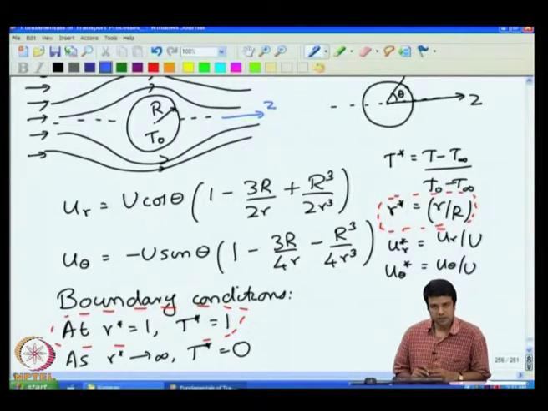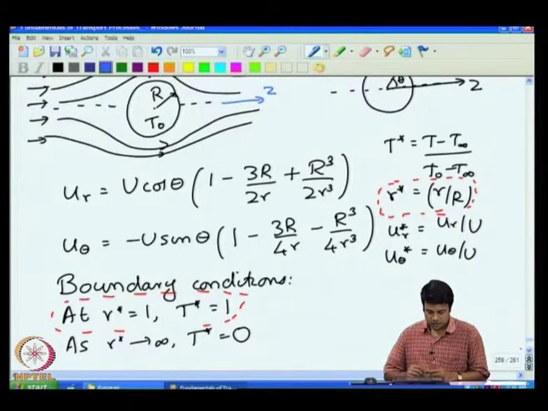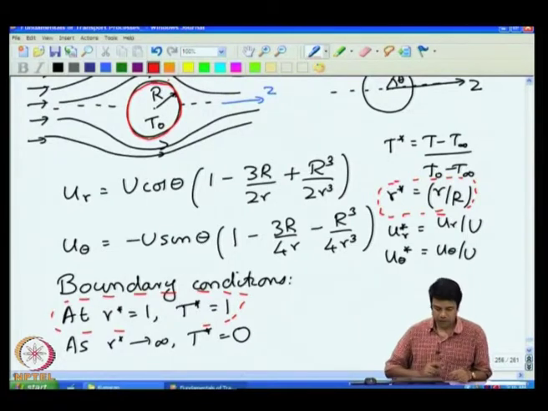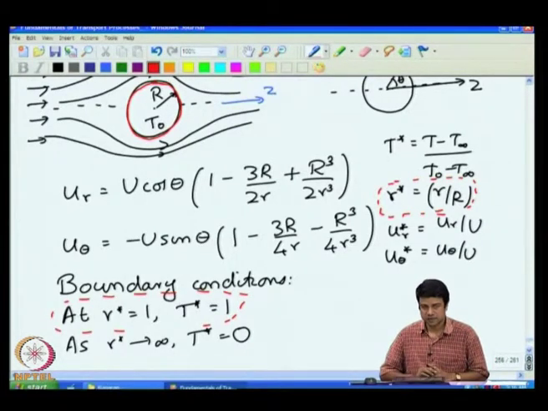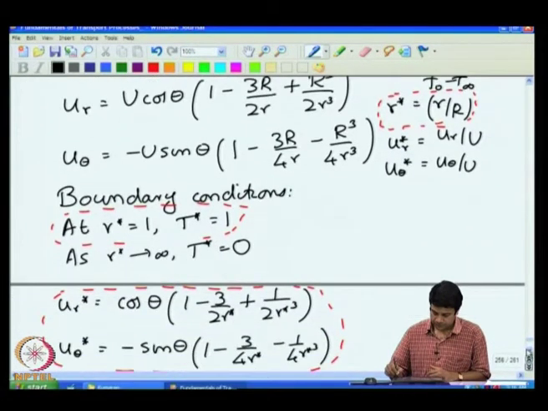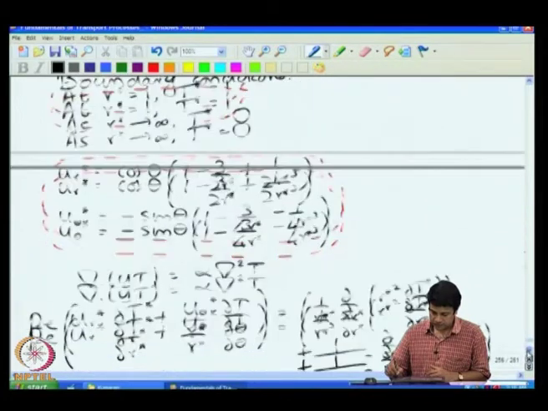We have defined the scaled temperature, distance as well as u r and u theta scaled by the obvious scales, the radius by capital R and the velocities by capital U. And the boundary conditions are T star is equal to 1 at the surface itself. So, we have a surface that is at a higher temperature, and T star is equal to 0 far from the surface in the limit as r goes to infinity. Okay. So, those are the two conditions. And I had written down the scaled velocities for you.